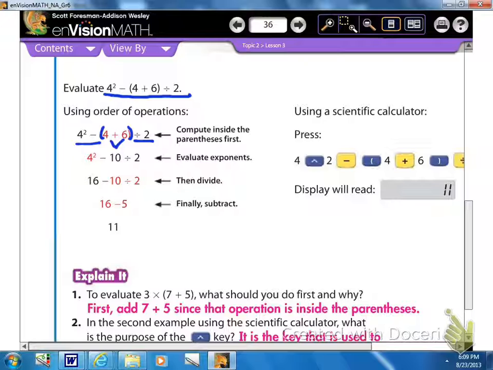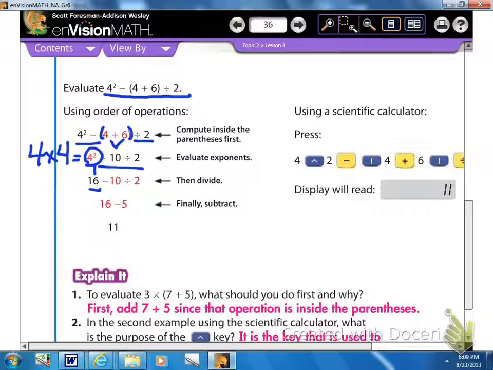Next thing we have here, 4 squared minus 10 divided by 2. First thing we have to do are our exponents. This means 4 times itself 2 times, or 4 times 4, which would be 16. So you have the 16. Bring the rest of the problem down. They have 16 minus 10 divided by 2.